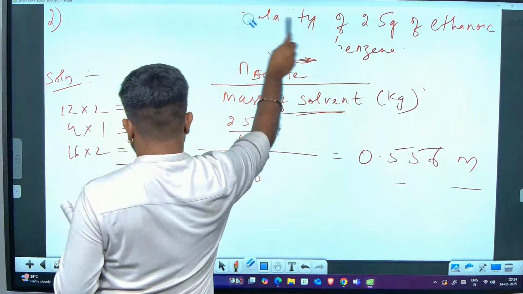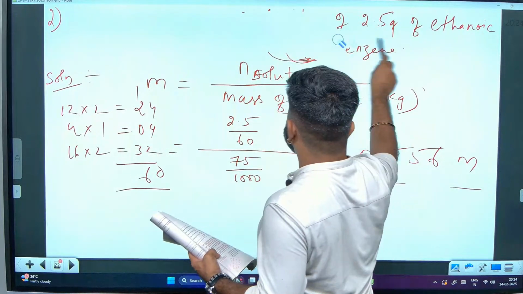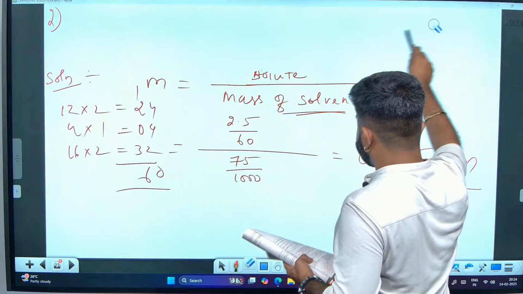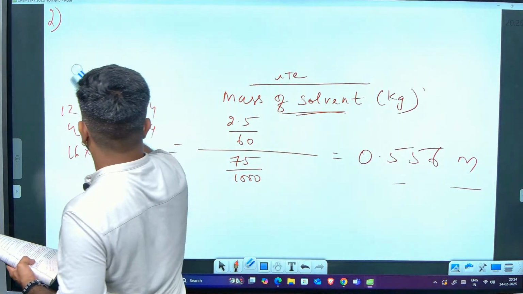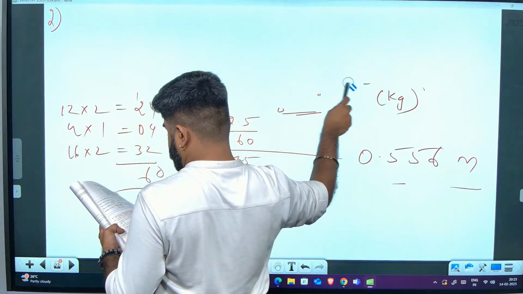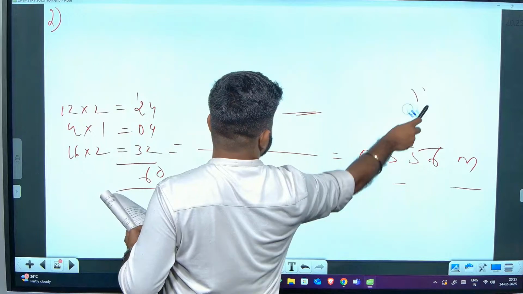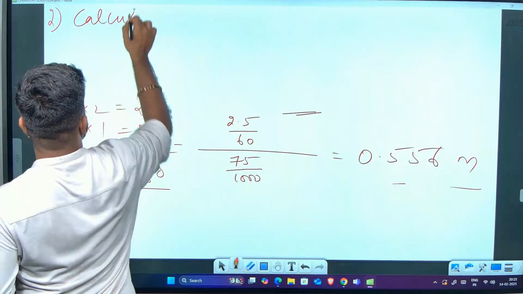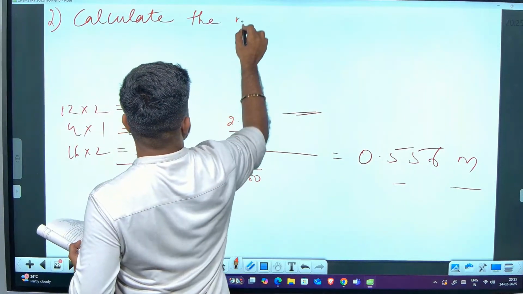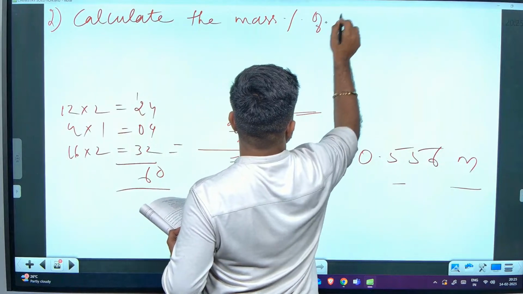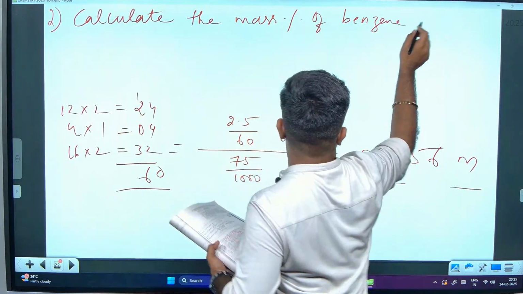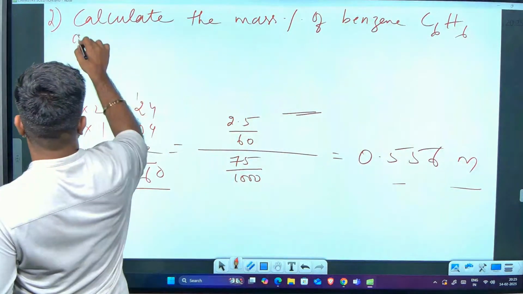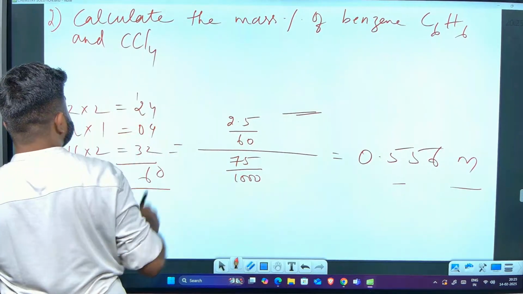Calculate the mass percentage of benzene. I am dictating, write it down. Calculate the mass percentage of benzene and carbon tetrachloride. Benzene, what is the formula? C6H6. And carbon tetrachloride, what is the formula? CCl4. Yes.